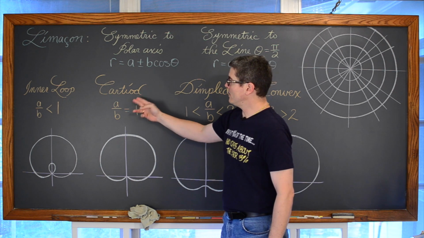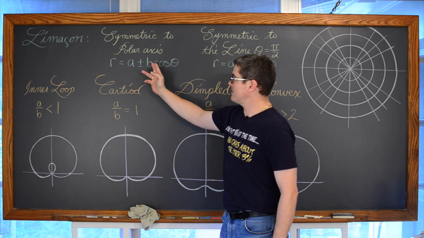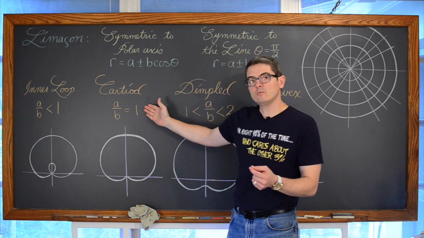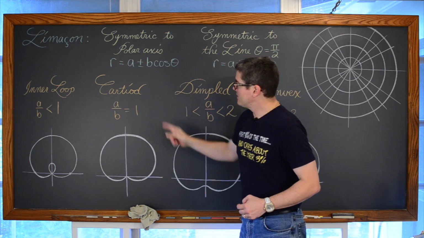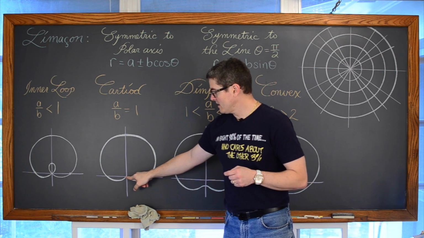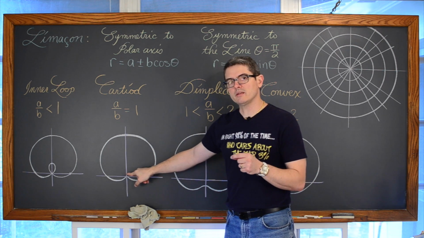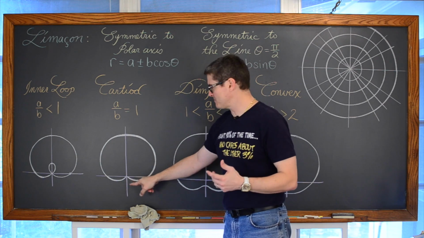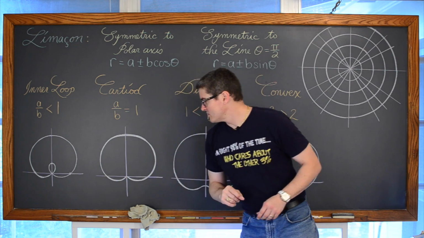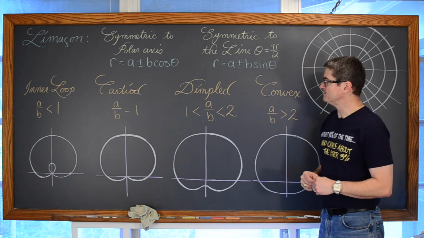If you take a and divide it by b, and you get a ratio which is equal to 1, then you're going to be looking at a limaçon which is specifically a cardioid, which kind of comes to a point, if you will. The inner loop sort of starts, I guess, but it fails to finish. You have a little point, a little sharp bend there at the pole.